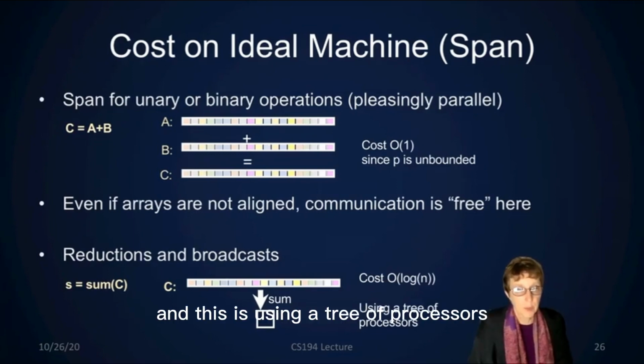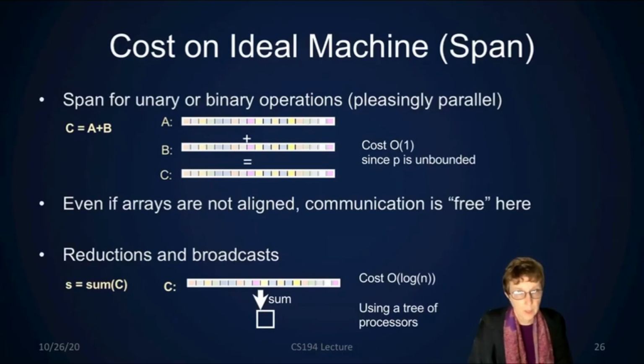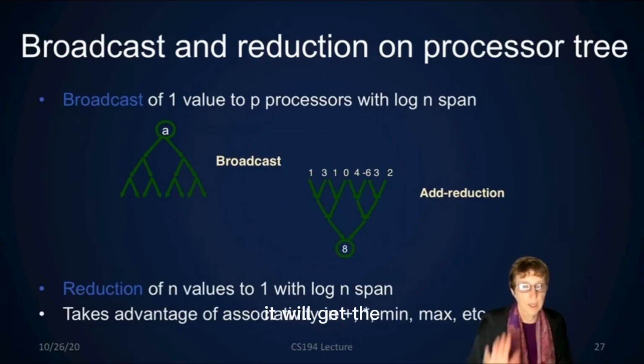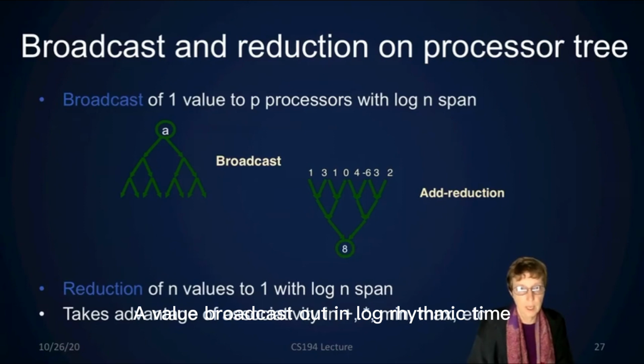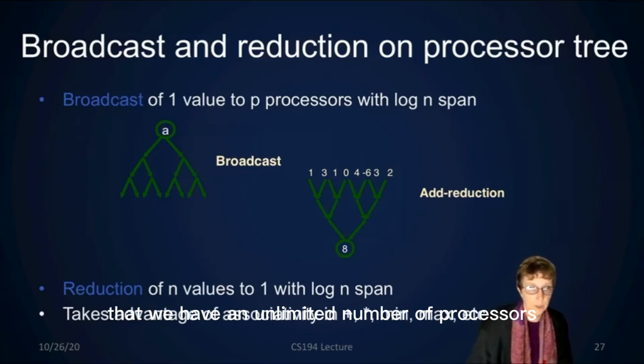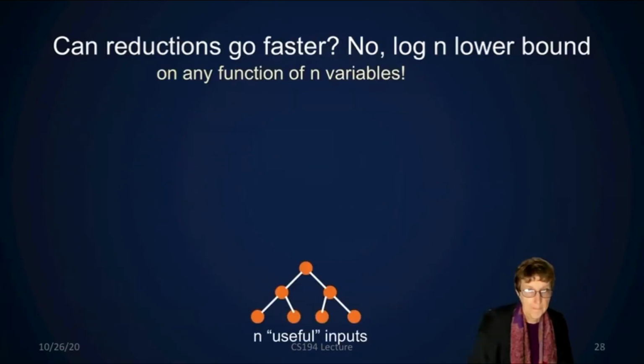And this is using a tree of processors where we put a processor in every one of the internal elements of the tree. So there's our broadcast tree and our reduction tree for something like an add reduction. We just put processors at every one of these internal places, and that will get the A value broadcast out in logarithmic time, and it'll get the elements reduced in log n time. And so you can see we're using log n here rather than log p because we're building in this assumption that we have an unlimited number of processors.